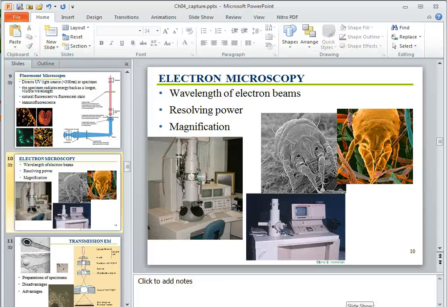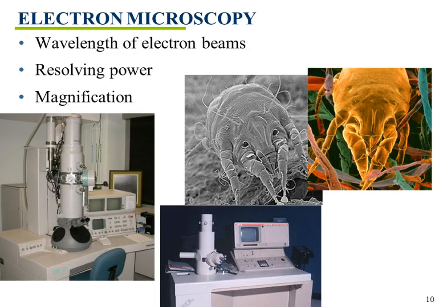Okay, this is the second video capture for chapter 4, and let's go to electron microscopy. So what you're looking at here are two types of electron microscopes. On the left is a transmission EM, and on the right is a scanning EM. You cannot do both types of microscopy with one EM. There are very different kinds of setups on these electron microscopes.